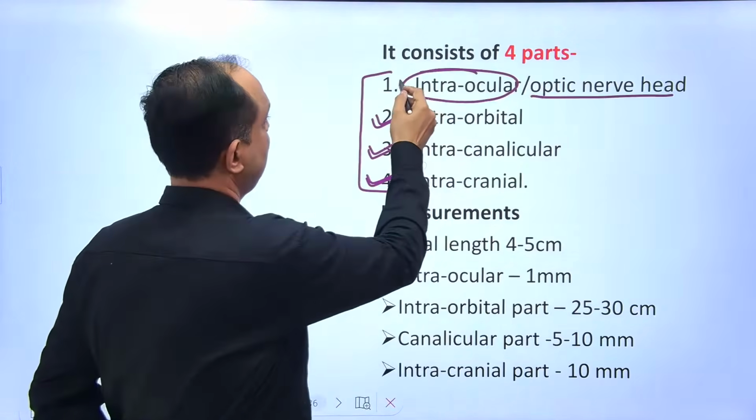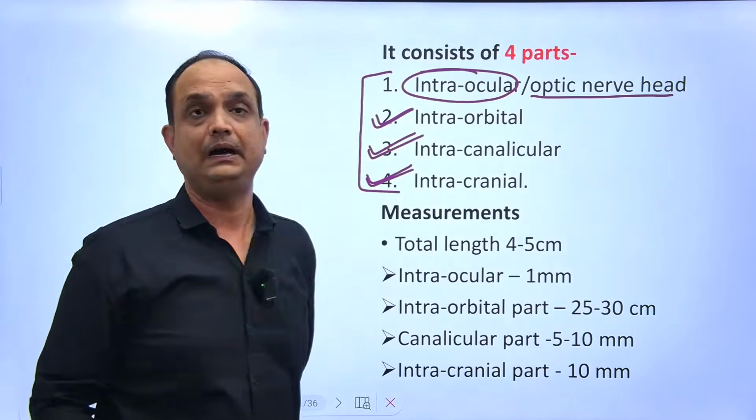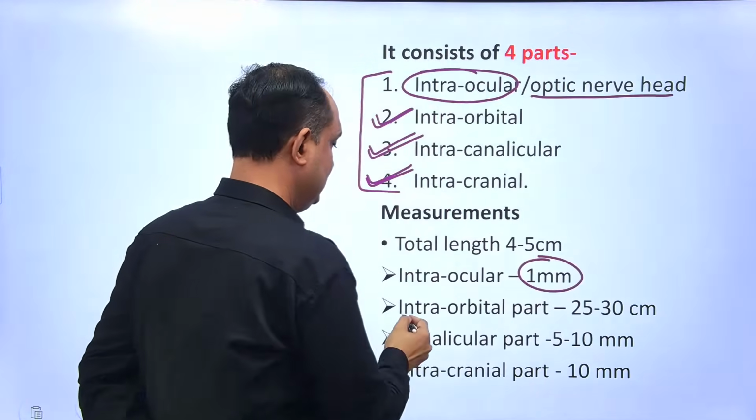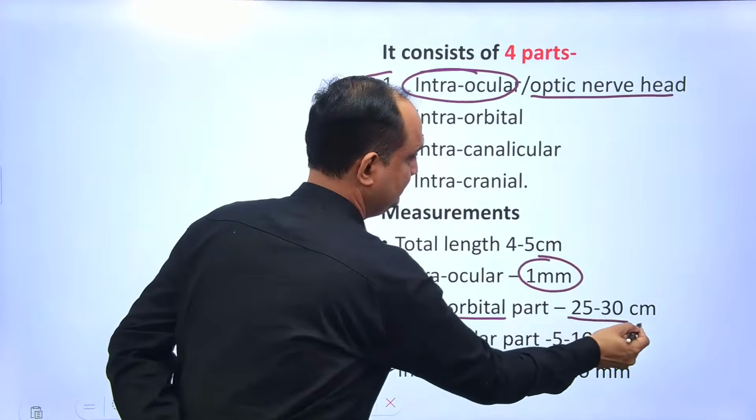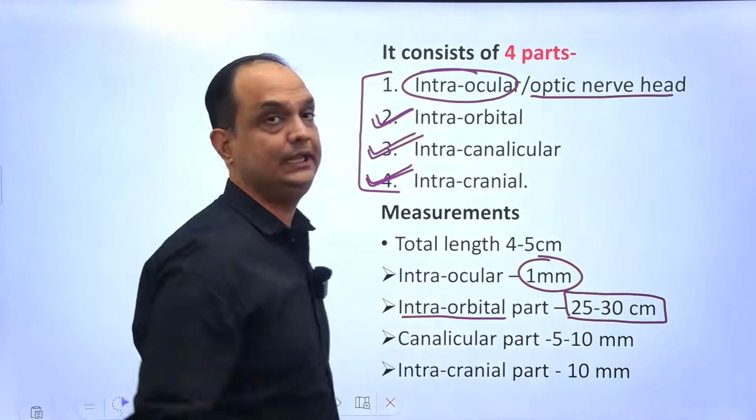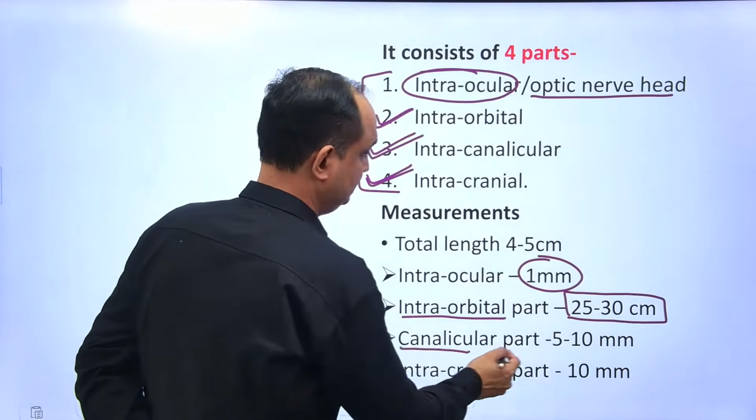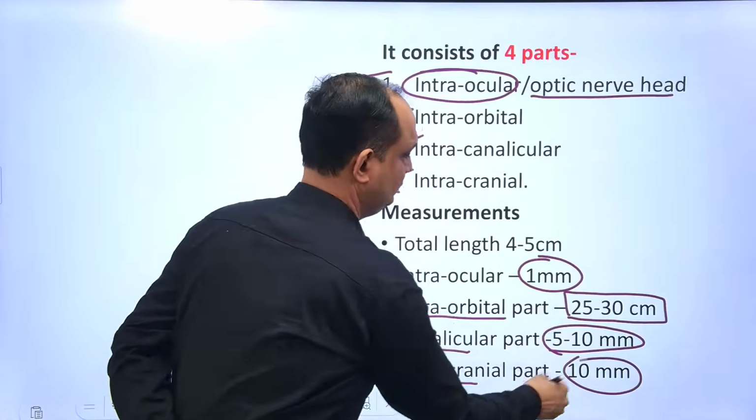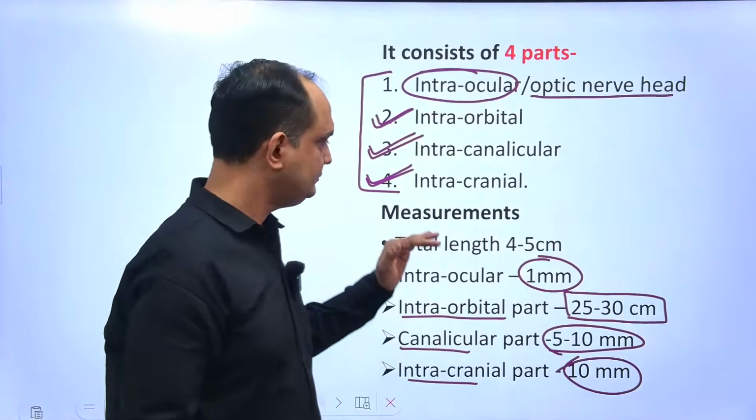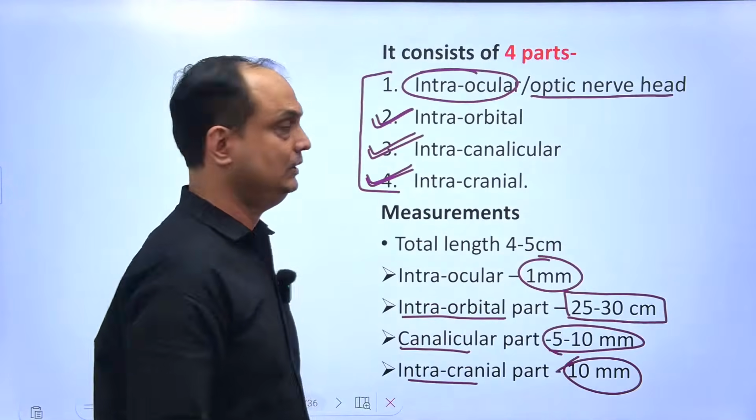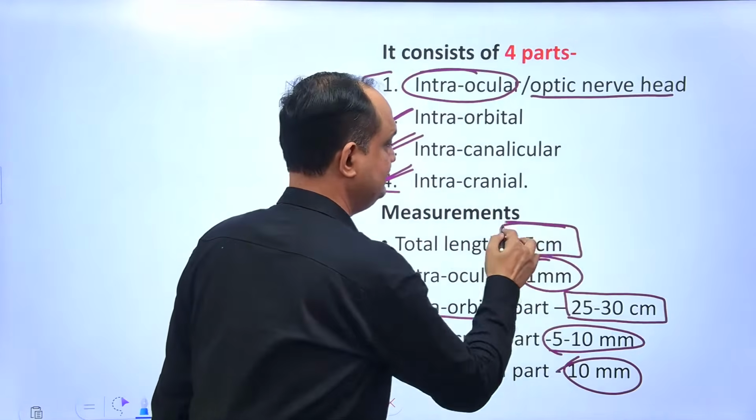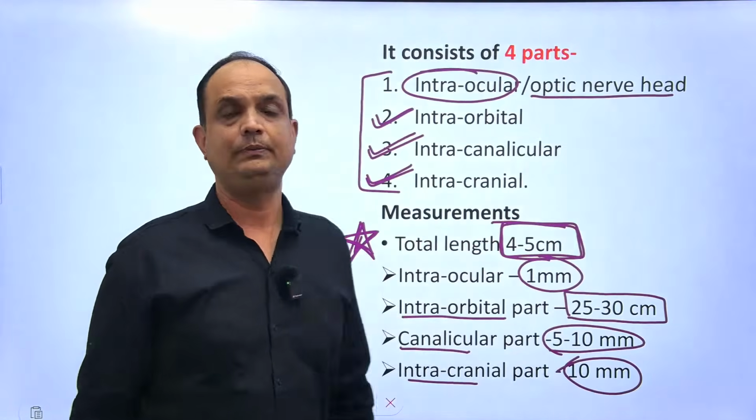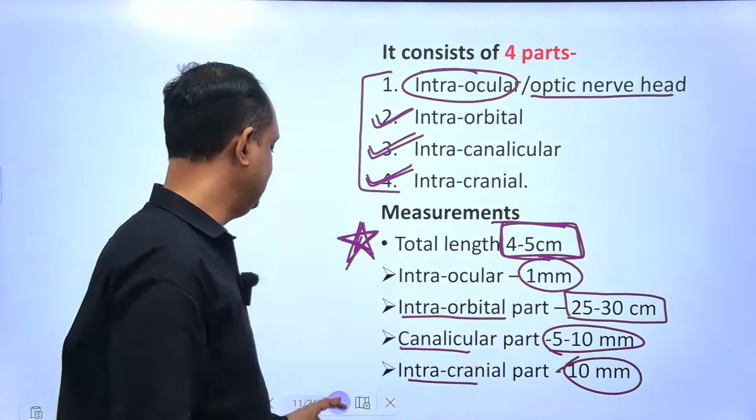Now if you see the length of the different parts, the intraocular part is hardly 1 mm, and the intraorbital part is the longest, around 25 to 30 mm. The canalicular part is only around 5 to 10 mm, and the intracranial part is also around 10 mm. So what is the total length of the optic nerve? It is somewhere around 5 centimeters. So this is your MCQ for exam: what is the length of the optic nerve? Answer is 4 to 5 centimeters.